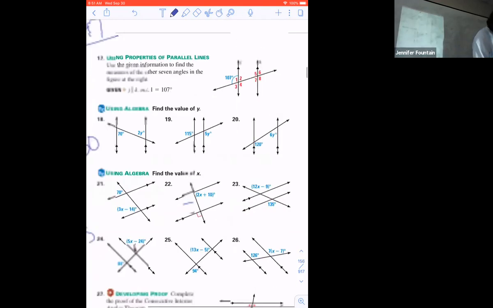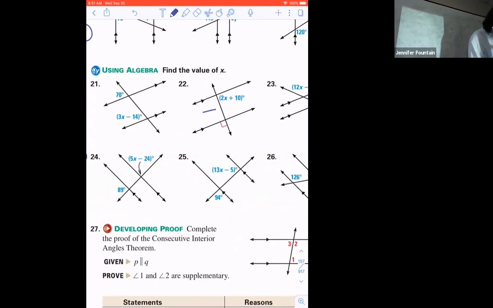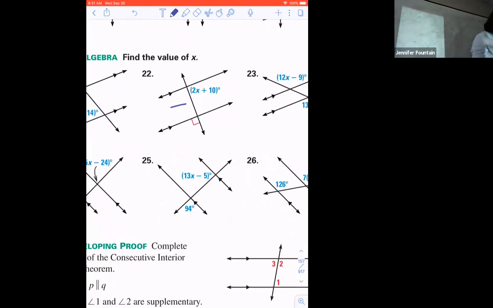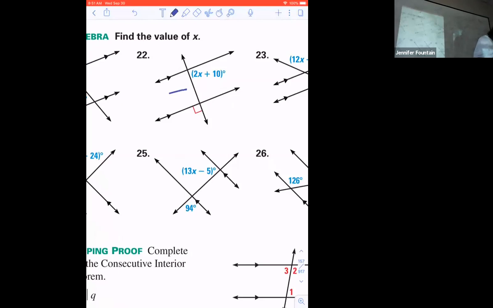All right, number 22, find the value of X. So again, we've got to look at the relationship of our angles. We see 2x plus 10. What is the other angle measurement that we know in number 22? 90 degrees. They put that box there. They did not specifically say, hey, this is 90 degrees, but they put that box there so we would know that's what we were dealing with. So in number 22, what is my relationship of my angles? 2x plus 10 equals 90.